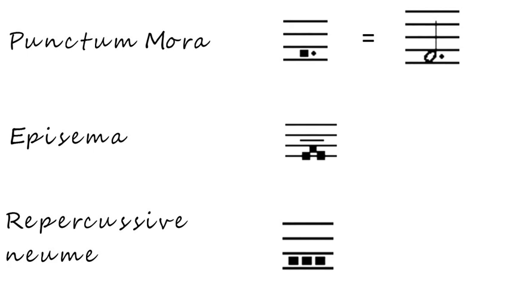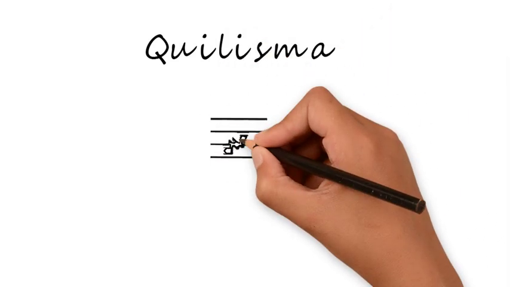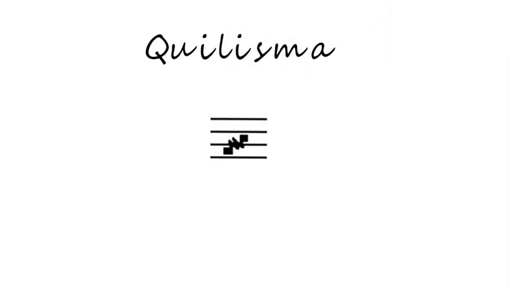Other note symbols in square notation include the quilisma, which is the most controversial note in neume notation. The quilisma is marked by a jagged squiggle in the middle. But the controversy lies in whether the quilisma implies a tremulous sound, to treat it as an ornament, or as a lightening of the voice.